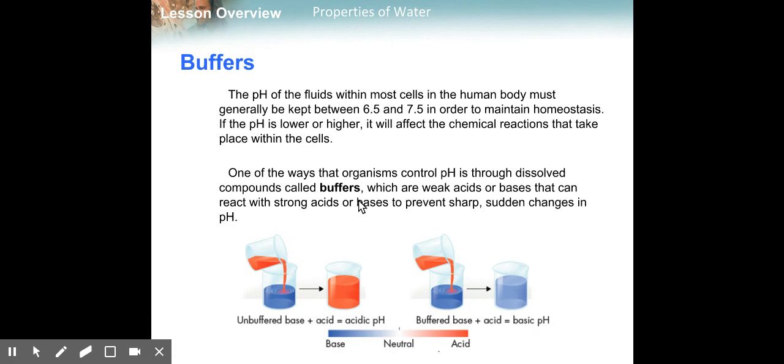Okay, so here's where they give you the definition of buffers: weak acids or bases that can react with strong acids or bases to prevent sharp, sudden changes in pH. So if you put something into your body that's a big difference in pH from your blood, buffers will prevent, to some extent, how much the pH of your blood is actually going to change. Obviously, that's not 100%. There are cases where the pH of your blood is going to change depending on what you're putting in your body or if you have some sort of medical problem.